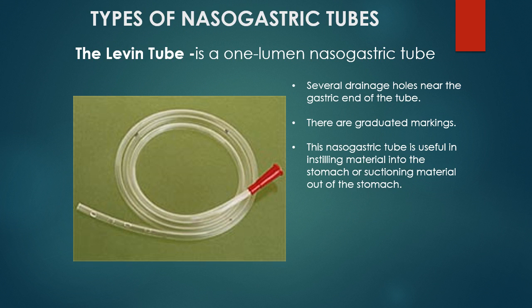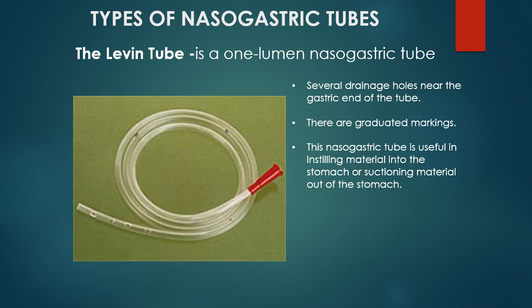Okay, so the Levine tube is a single lumen nasogastric tube. You can see there are several drainage holes at the distal end of the tube, and there are graduated markers along the tube. These markers are at specific lengths, and this helps when you're inserting the tube to monitor how far you've inserted it.